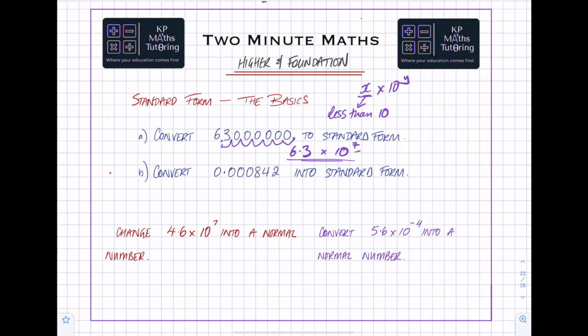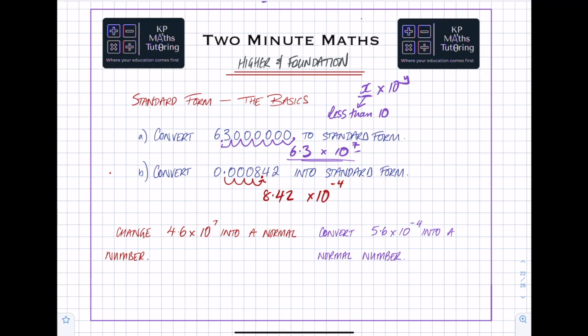Let's look at this next example here then. So slightly different now because it's 0 point, so it's a really small number. You're still going to move your decimal to here, so it becomes 8.42. But this time, we're going 1, 2, 3, 4 spaces. It's times 10, but this time it's to the power of minus 4. Okay, so when it's a really small number, if it's a 0 point something, then it becomes a negative.